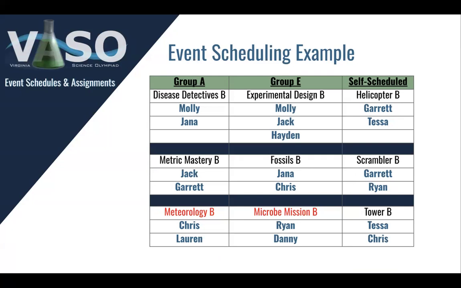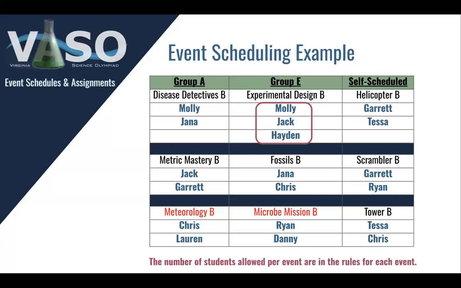There's one other thing that you might have noticed about this event scheduling example. I have 3 students listed for experimental design. And you might think that that's not allowed or that I've made an error. But it turns out that experimental design is an event that has 3 students allowed to work together. For every event, the number of students allowed in that event is in the rule book, so you can always consult that when making your event assignments.